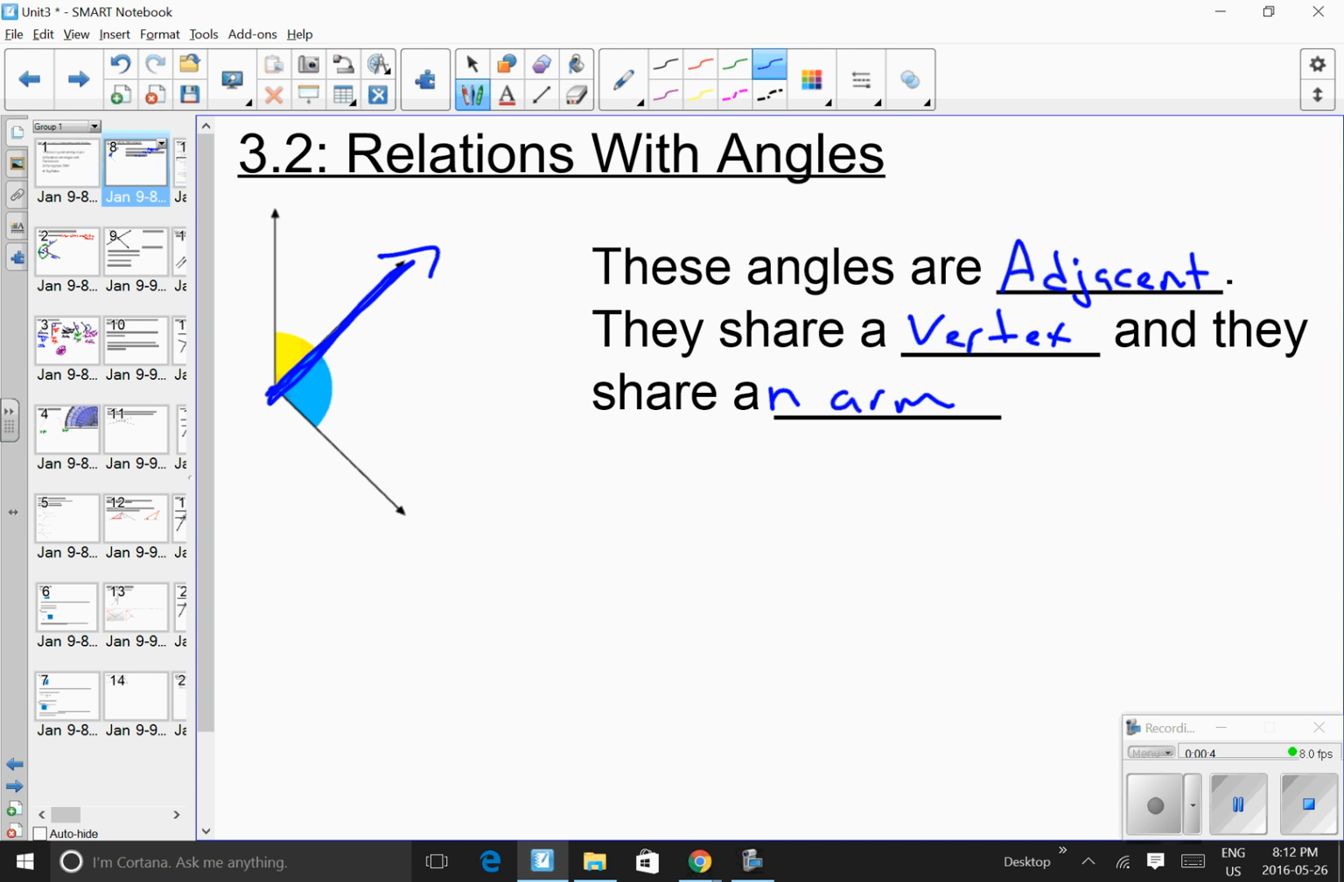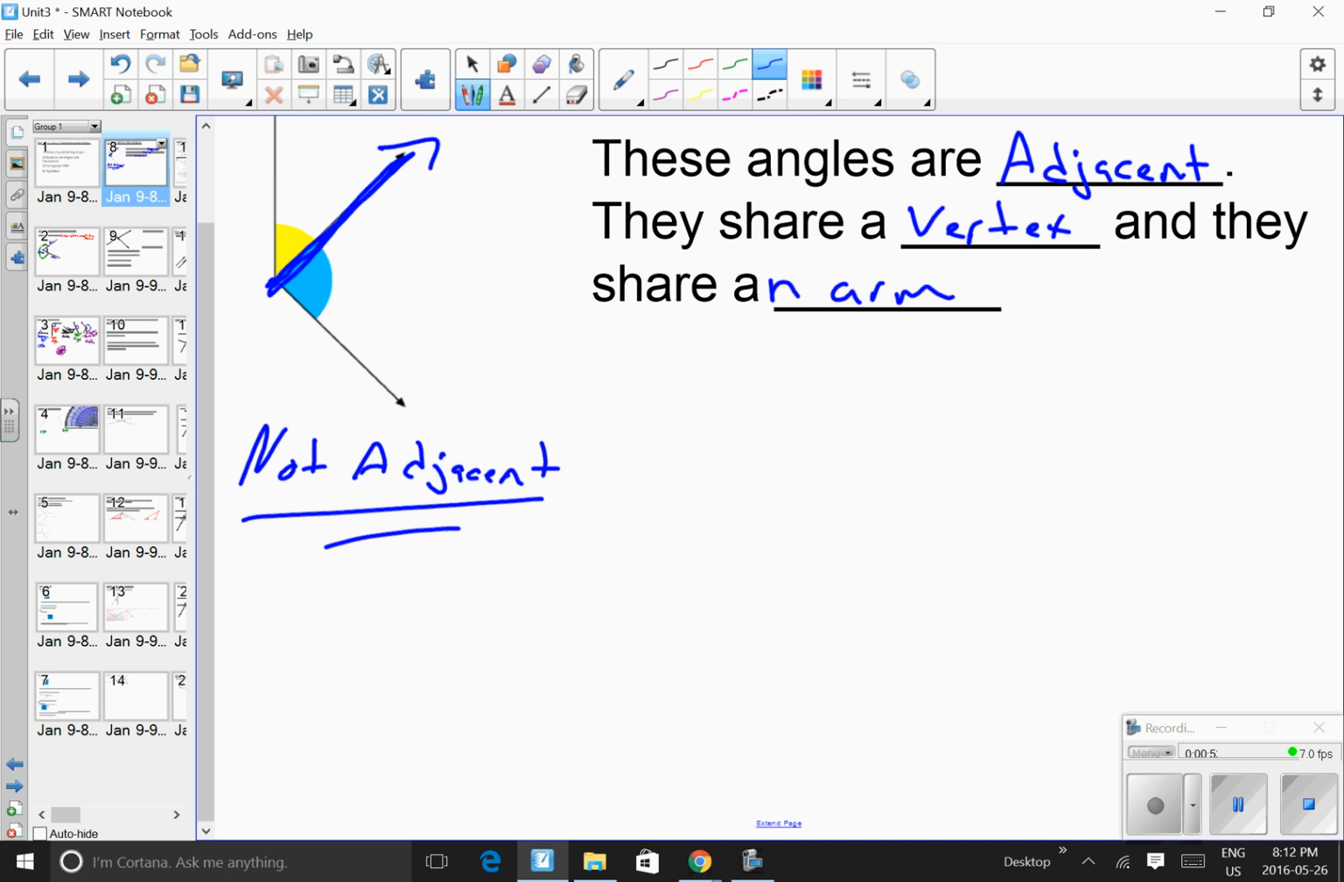All right. So just to make sure that you understand this, I want to show you some examples that are not adjacent. For example, if I have two angles like this, an angle here and an angle here, you can see they share an arm, but they have different vertexes here and here. So that's not adjacent.